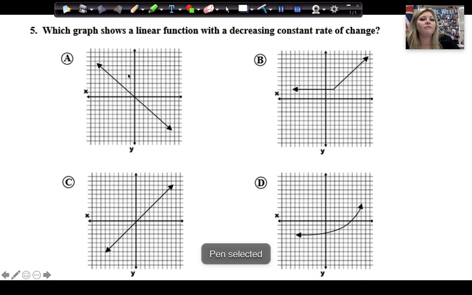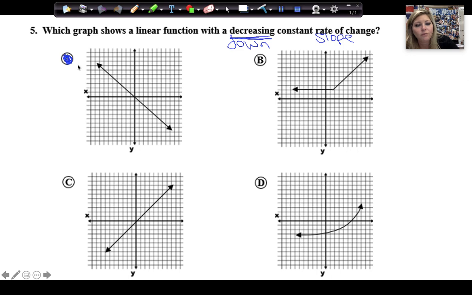All right, which graph shows a linear function with a decreasing, constant rate of change? Okay, so a decreasing slope, because slope is another word for constant rate of change. Okay, and that is going down. Decreasing means down. Okay, so A is pointing down. Remember, in America, we read from left to right. So we are going to read the graph the same way, from left to right. So if I'm starting on the left and I'm moving to the right and it's going down, that is decreasing.